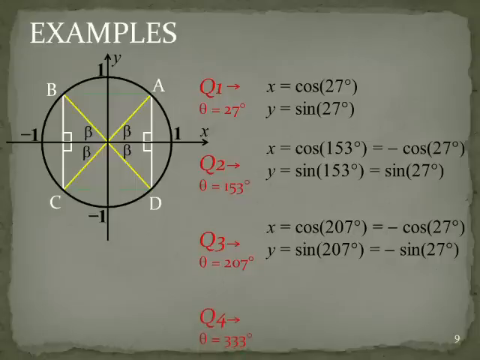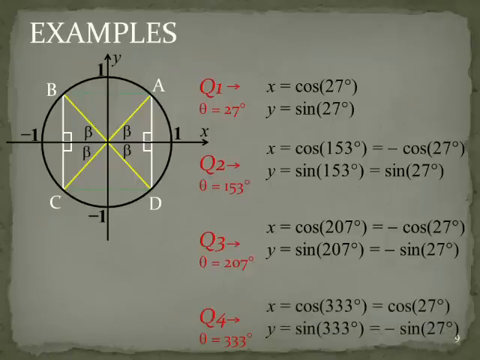And in the fourth quadrant, we're really taking 27 degrees away from 360, which gives us 333. So cos of 333 degrees is going to be the same as cos of 27 degrees because it's to the right of the y-axis, and sine of 333 degrees is going to be negative sine of 27 degrees because it's below the x-axis. And that's the way that you do it for all of them.